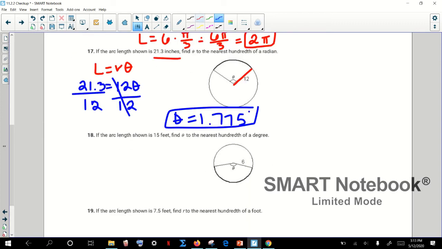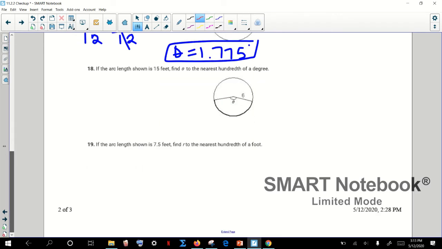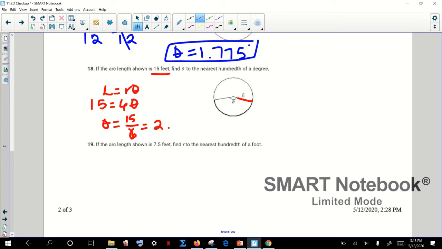In number 18, same thing. So we're given the arc length, we're given the radius, but we need to find theta. So arc length is equal to r theta. Let's do some substitution. Arc length is 15, radius is 6, we don't know theta. So theta is equal to 15 over 6, which is equal to 2.5.